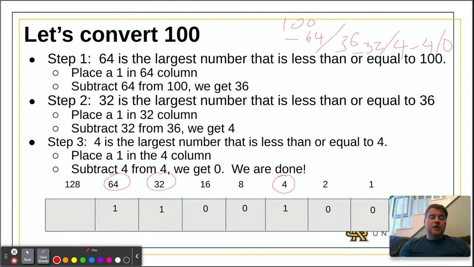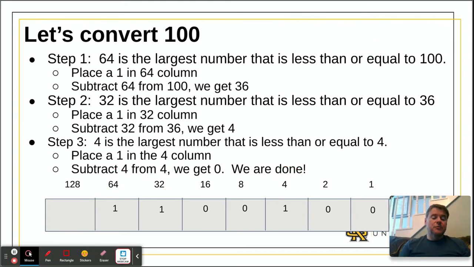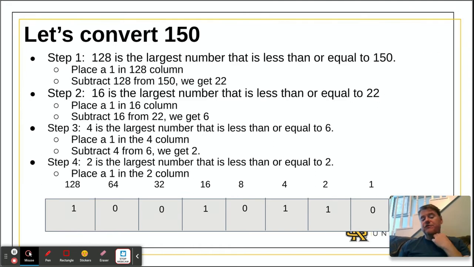And so we ended up with a 1, 1, 0, 0, 1, 0, 0. And that is the conversion of the number 100 into binary. So the first number should have been 1100100. All right, next up, we were supposed to do the number 150.